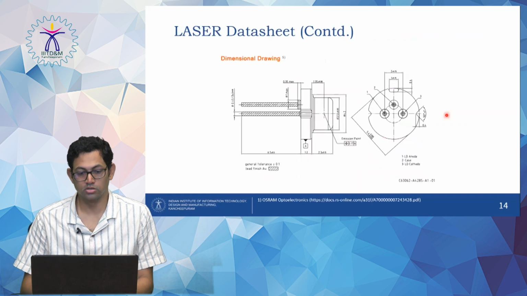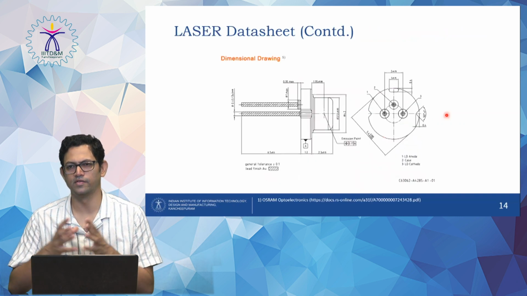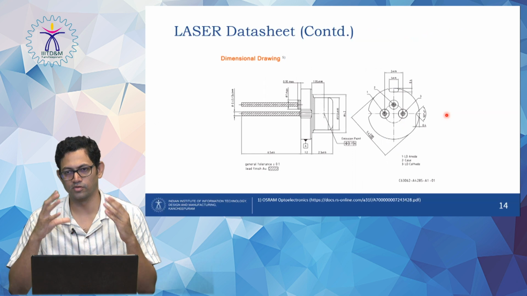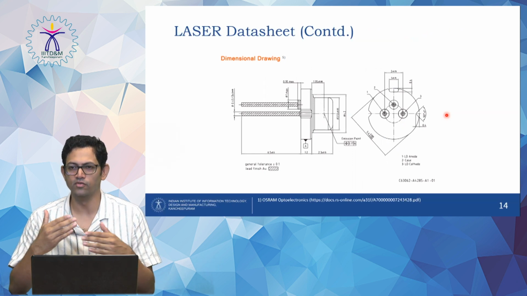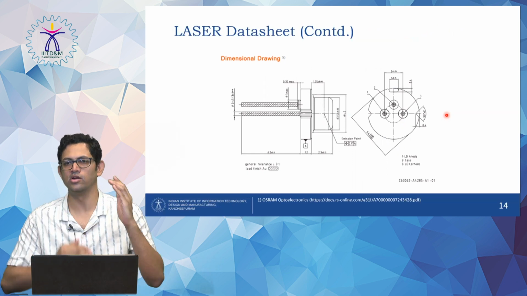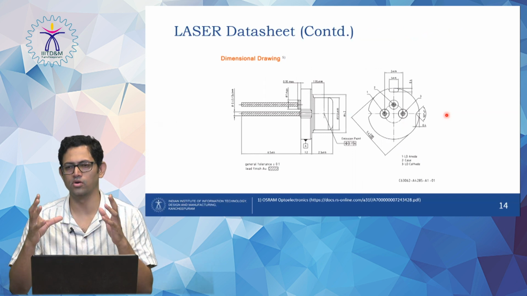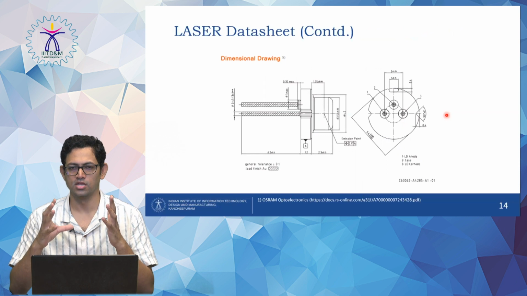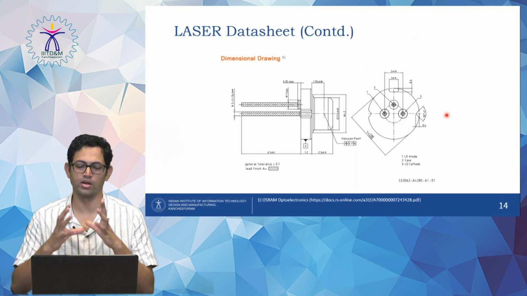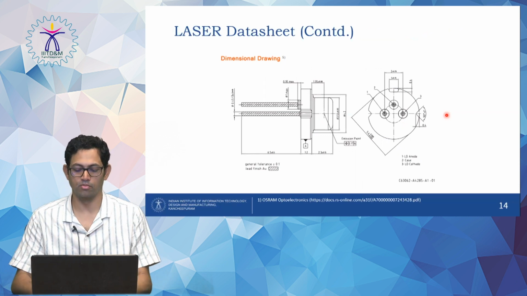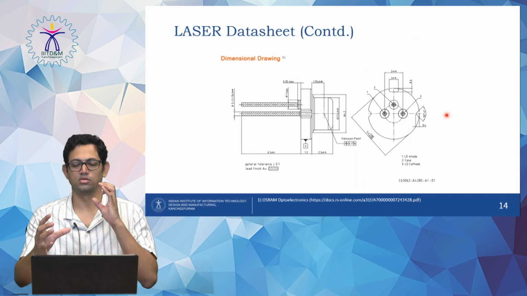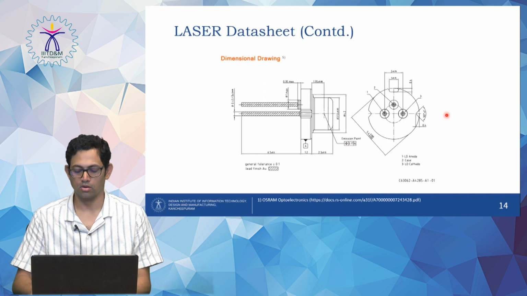Usually you will see that the dimensions of the lasers, the side view, front view, everything, would be given at the end of the data sheet. As you can see over here, this is basically required if you want to make any optical systems. In those cases you will require the dimensions to build one particular probe or a tool or a system.